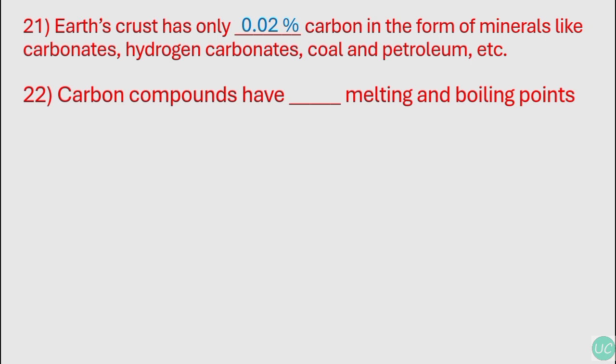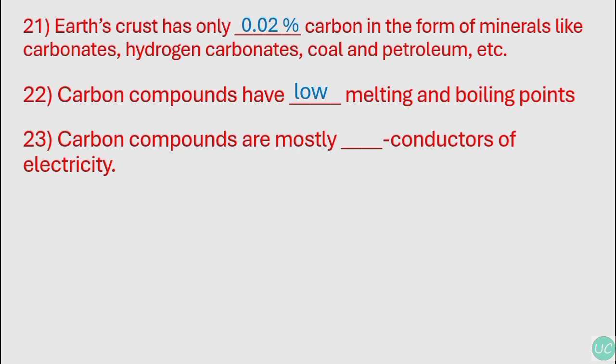So next, carbon compounds have low melting and boiling points. Okay. Next, carbon compounds are mostly non-conductors of electricity except graphite.